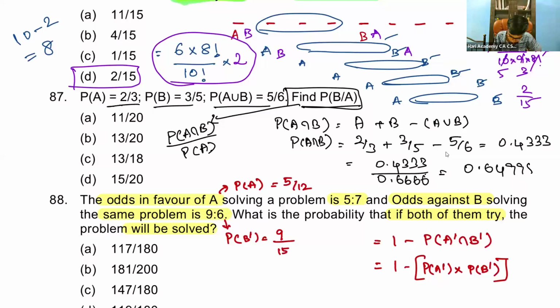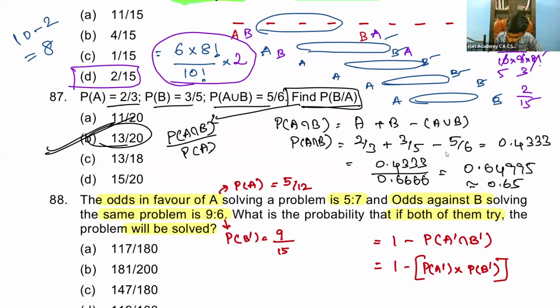That is 9 by 15. What is the probability if both of them try? If both of them try, in the sense that at least one of them will try to solve, it is 1 minus P of A dash intersection B dash. The formula will be 1 minus P of A dash into P of B dash. We need to find out P of A dash.